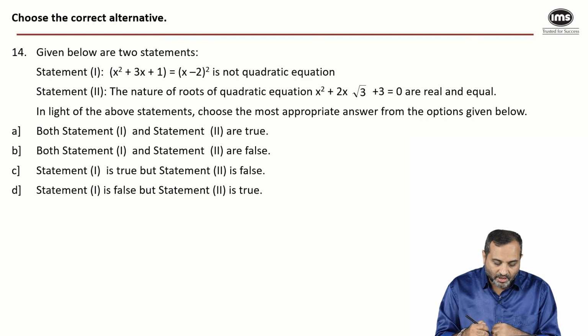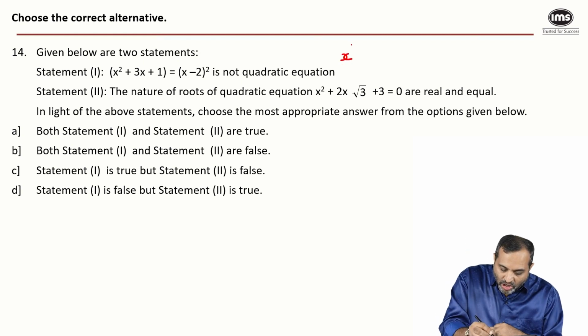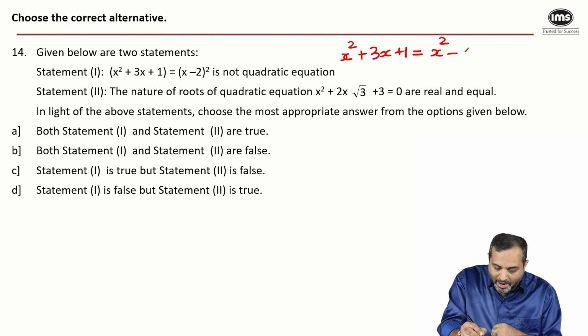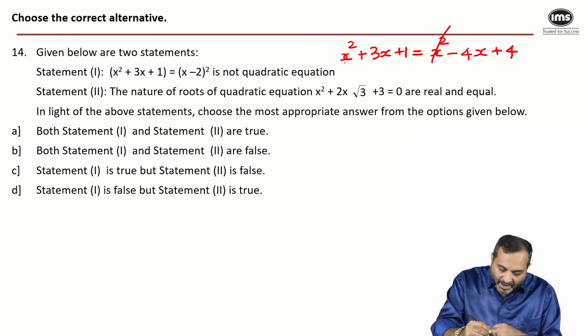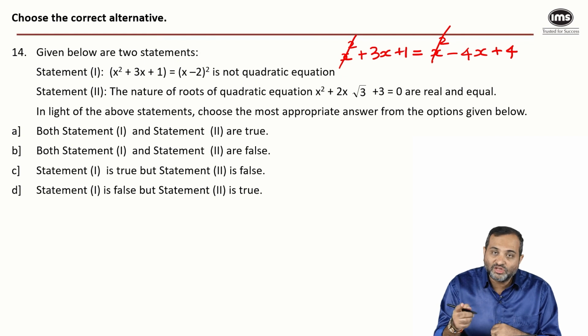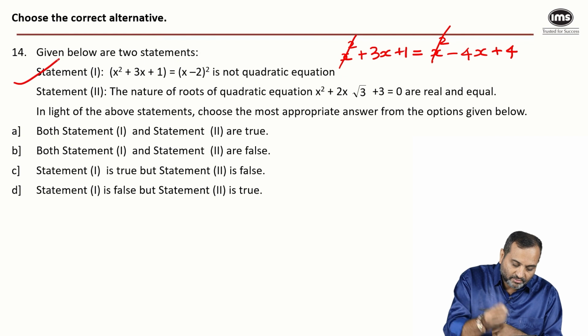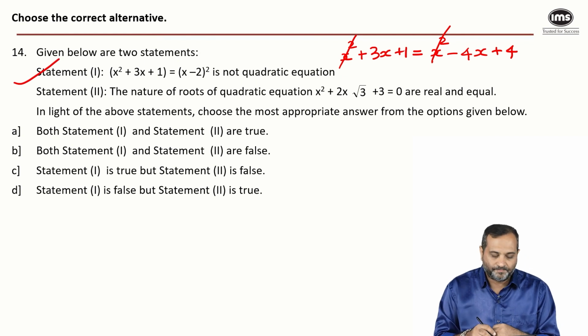Let's look at the first statement. x square plus 3x plus 1 is equal to x minus 2 the whole square is not a quadratic equation. So let's simplify. Your left hand side is x square plus 3x plus 1. And what is my right hand side? It's x minus 2 the whole square, so x square minus 4x plus 4. So do you see my x square gets cancelled out? What I am left with is only x. The statement says this is not a quadratic equation, which is correct. So statement 1 is true.